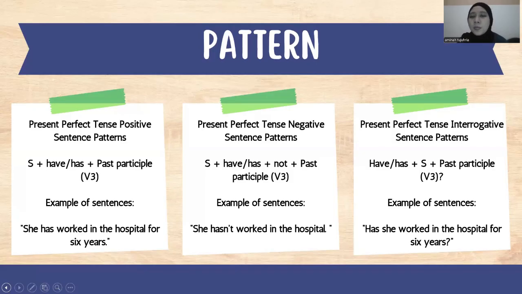And the last one, present perfect tense interrogative sentence patterns. The pattern is have or has plus subject plus past participle or verb 3 plus question mark. Example, has she worked in the hospital for 6 years?